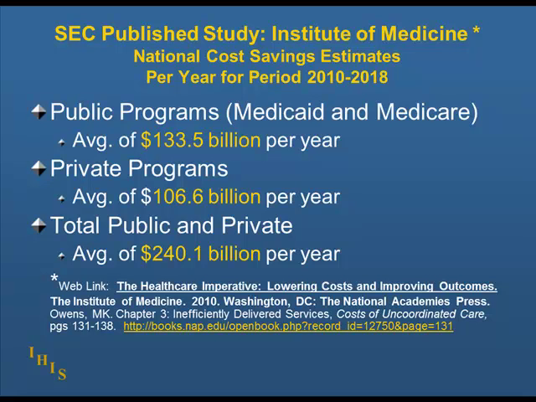But this is a lot of money. This is $240 billion a year. Did anybody think the number would be that high? So if you look at Medicaid and Medicare, it's about $133 billion. In private and commercial, about $106 billion. So this is a staggering amount of money.